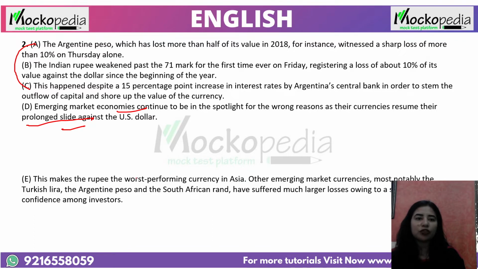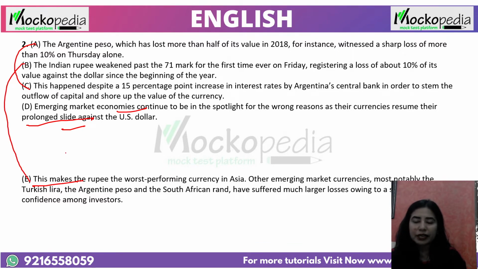This makes the rupee the worst performing currency in Asia. So rupee, of course, is being talked about in B. Other emerging market economies, most notably the Turkish lira, the Argentina peso, and the South African rand, have suffered much larger losses owing to a serious loss of confidence among investors. This makes the rupee. So we should understand that B and E will again show some connection.